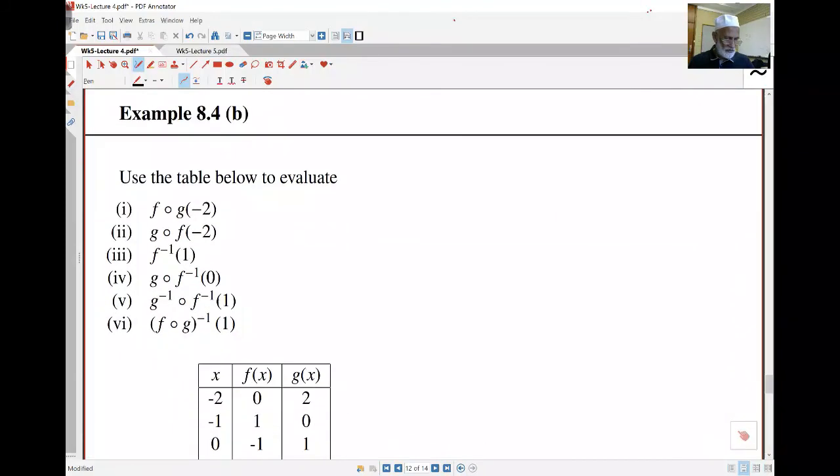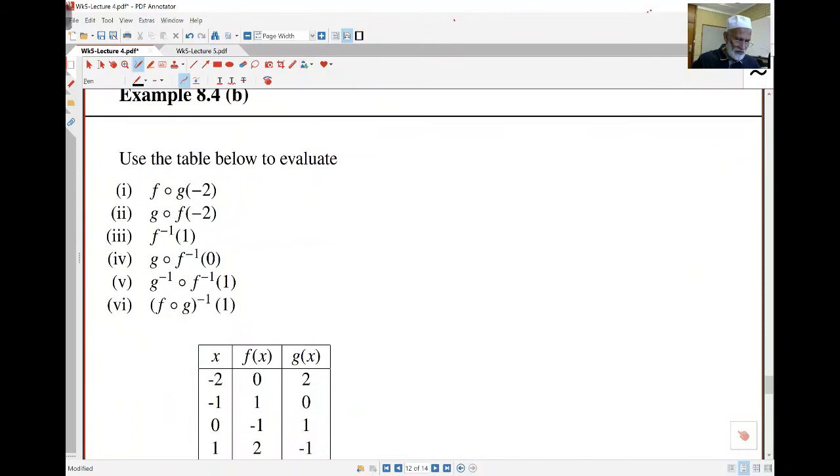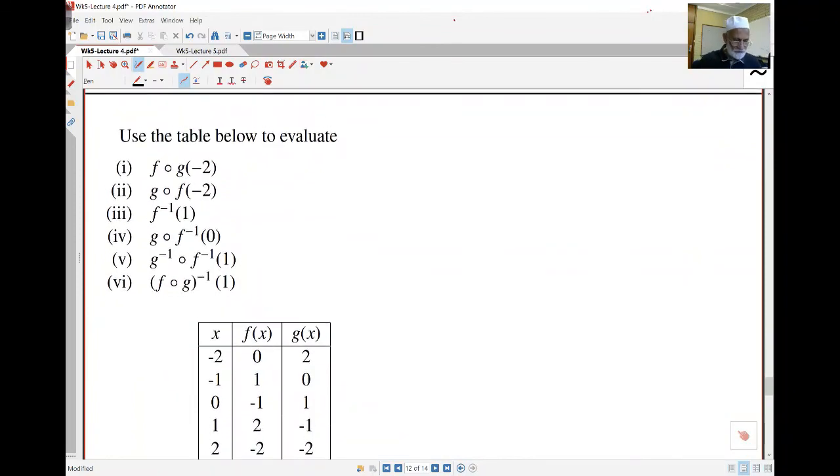So here's an example. We've got a function here given to us with values in a table, and I want to work out f of g at -2. So let's have a look at this. -2, what's g of -2? There's -2, g is equal to 2. This is the same as saying this is f at 2. So I look at the table for 2 and I find f and I get -2 out of this.